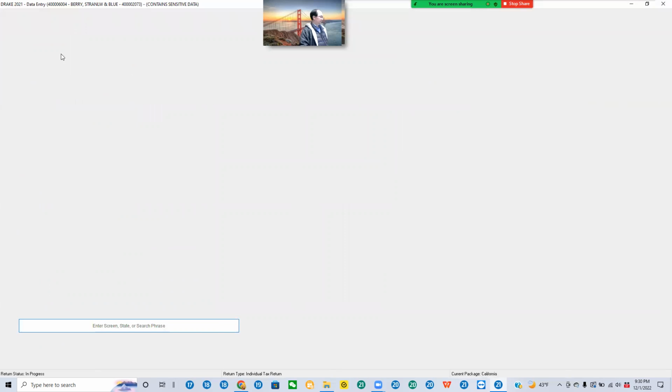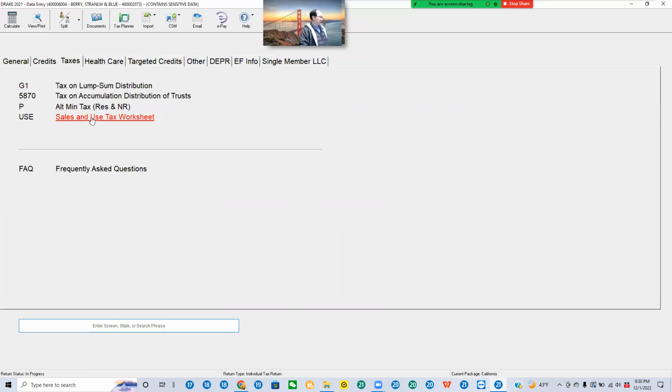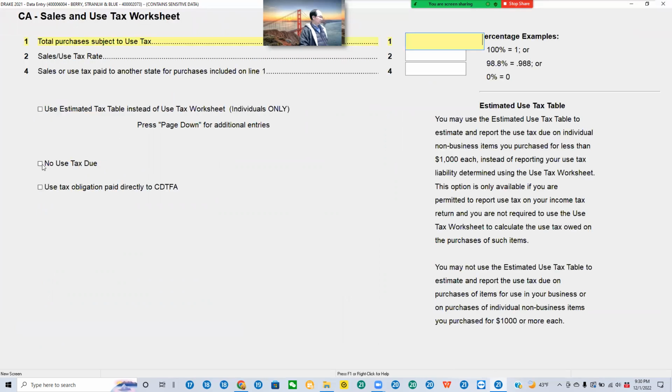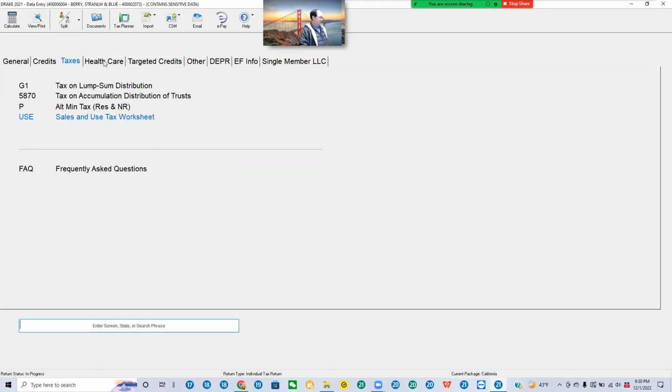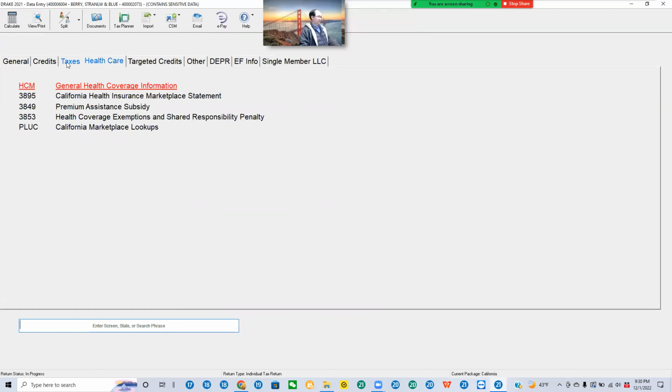Now state of California. Go to the 3rd tab under tax, right here. Do not use the use tax. And then the 4th tab, your health insurance. State of California imposes a penalty for somebody who doesn't have health insurance. Now escape.